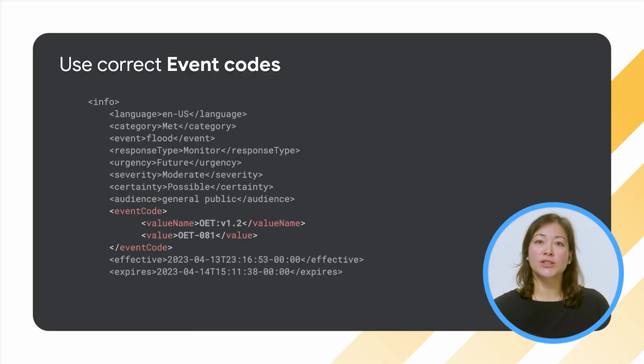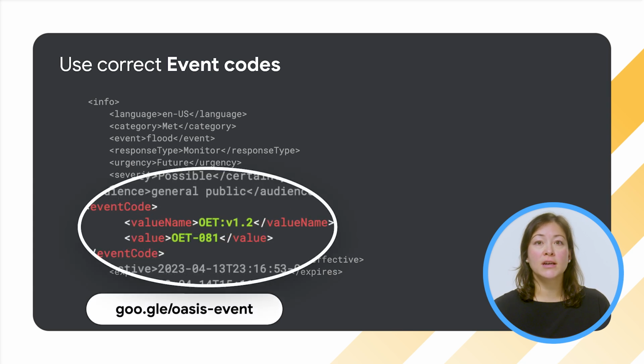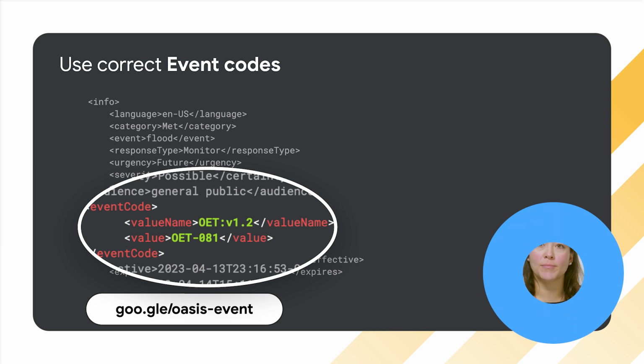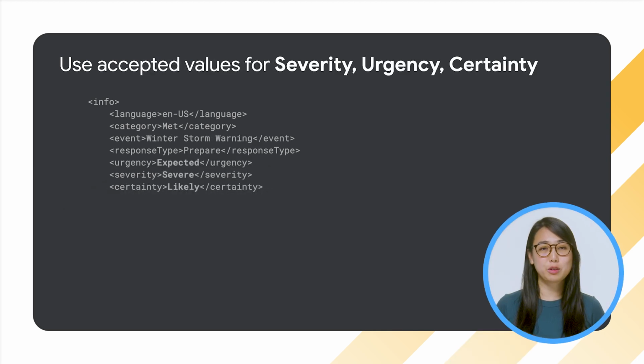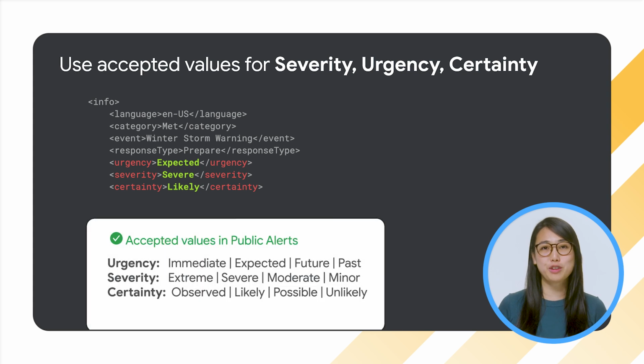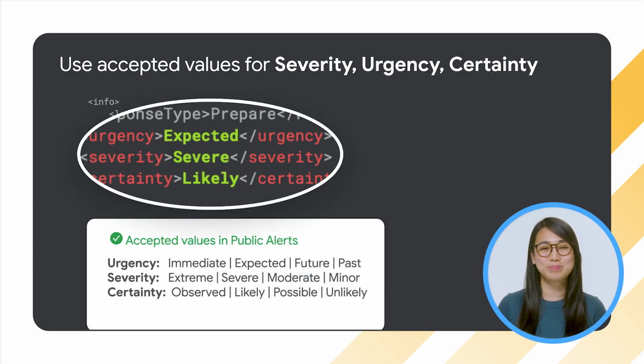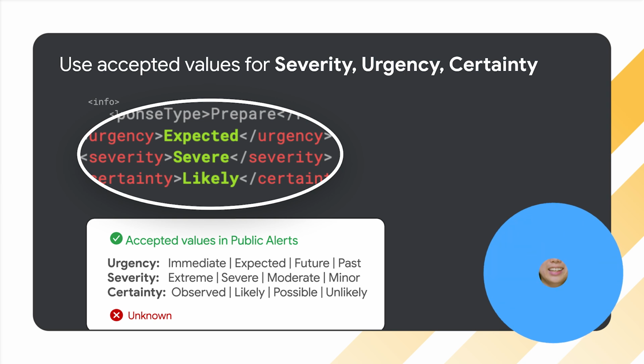For a more seamless integration, we strongly recommend you use standardized OASIS codes. You can check out the list of available OASIS event codes on the screen. If your event type is not listed, you can make a recommendation to the OASIS Emergency Management Technical Committee to include them. It's important to use accepted values for severity, urgency, certainty. You can find the accepted values for each of these elements on the screen. If you use unknown values for these elements, we won't be able to surface these alerts to users because we won't be able to categorize your alerts accurately.